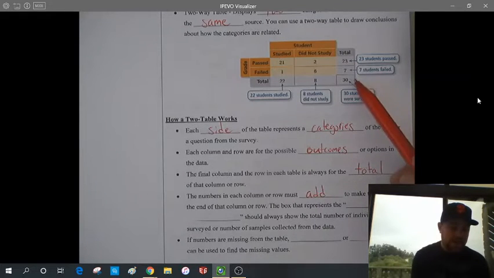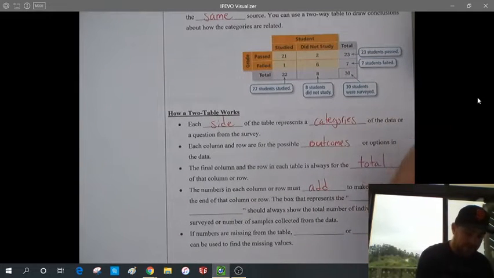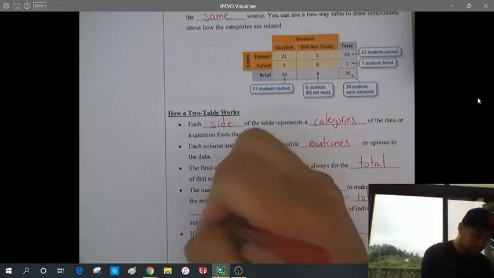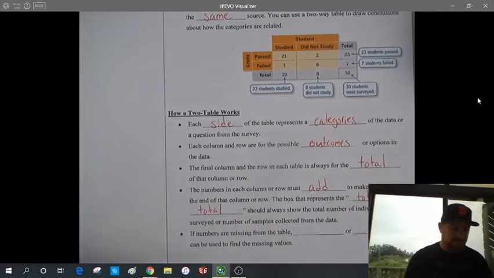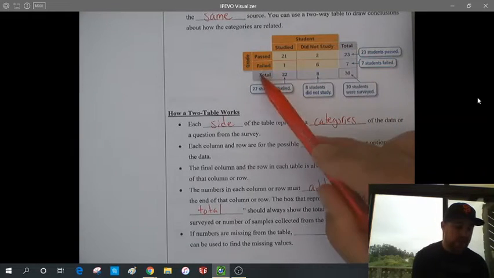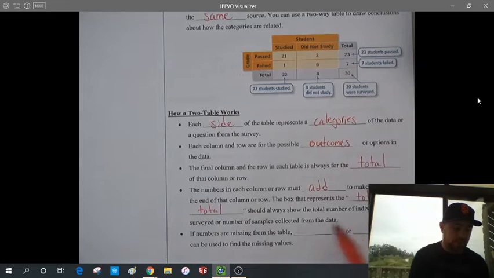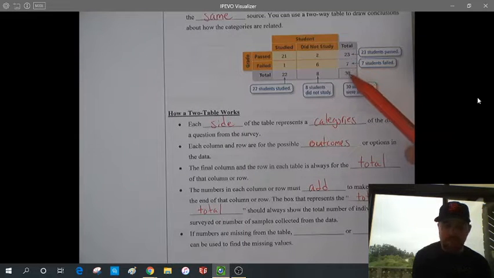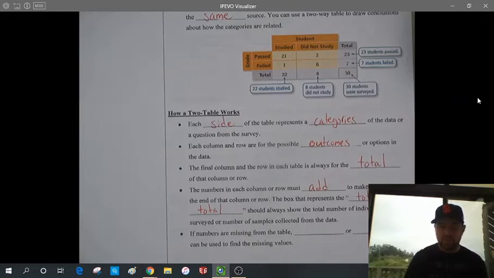And then always in the bottom right down here, what I like to refer to this box as, as it says down here in the notes, is the box that represents the total. It's just what I like to refer to it as because it's the box at the end of the total column and at the end of the total row, so it's the total number. But this should always represent the total number of individuals that were surveyed or number of samples that were collected from the data. So as it says here, 30 students were surveyed, and this number represents that. And notice that both the column, 23 plus 7, is going to make 30, and the row, 22 plus 8, is going to make 30. So those two numbers should always add up there as well.